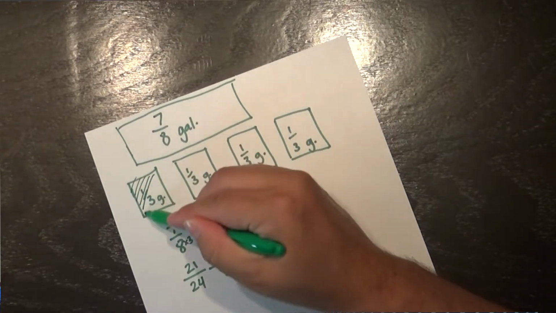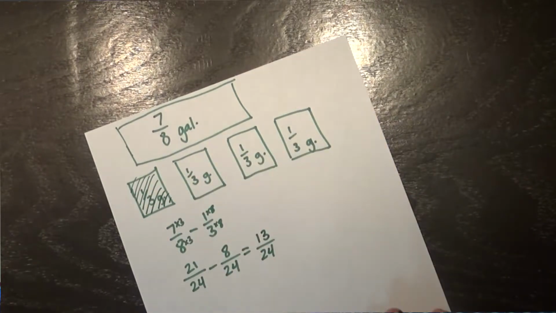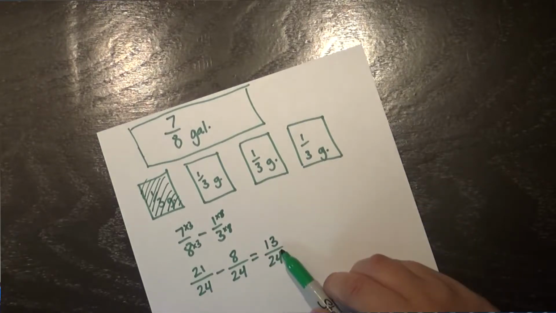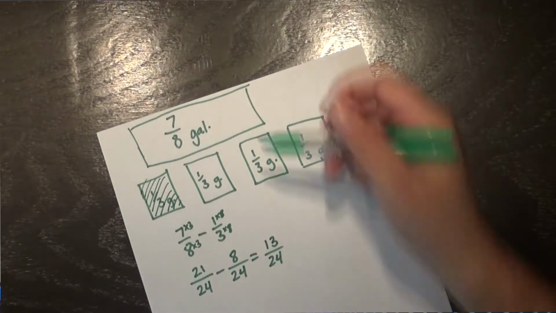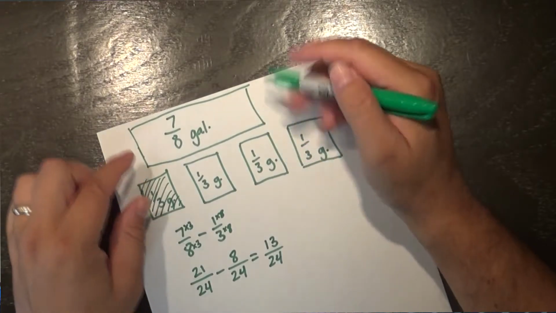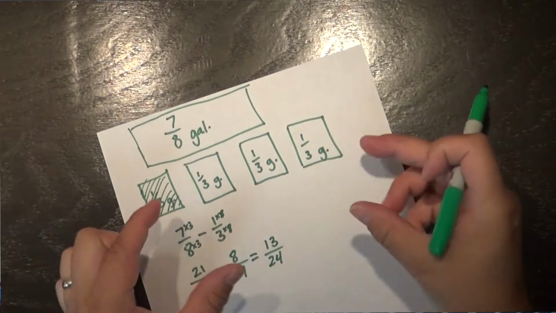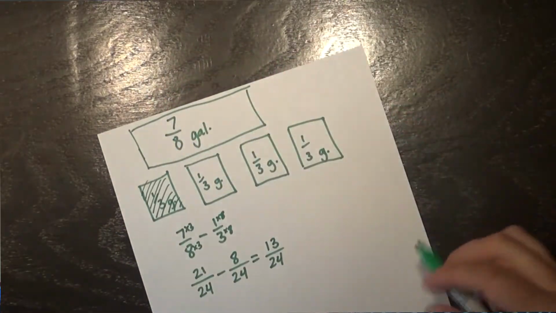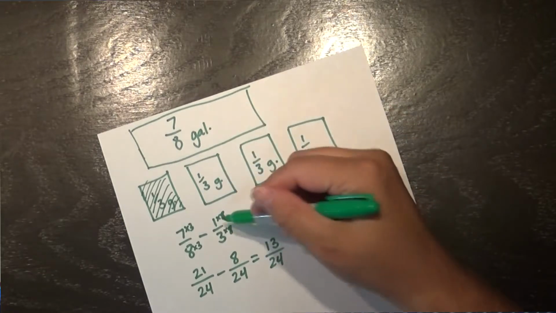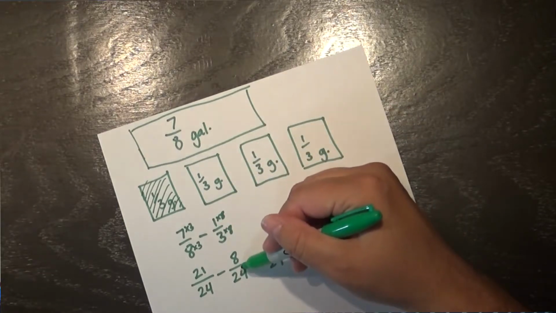So let's pretend for a minute that I filled in my first container with that 8 24ths. Okay, so now I have 13 24ths left over from my big giant container up here of 7/8 gallon. So once again, I can take my 13 24ths, I'm going to dump that into my next container. So that's like we're subtracting 1/3.